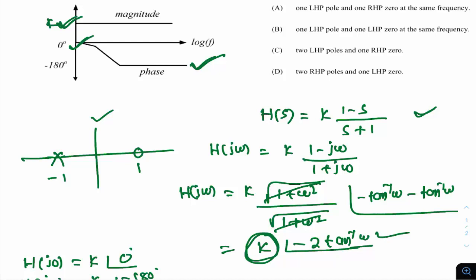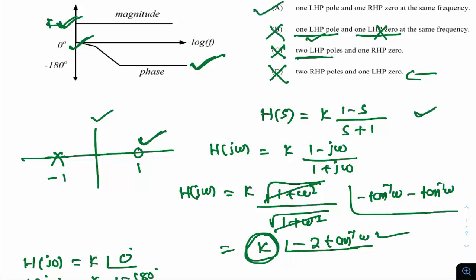Okay, so what is the conclusion? Let's check the options. Option D: 2 right half poles and 1 left half zero. 2 right half poles? We have only one pole. This is wrong. By the same logic, again 2 poles, this is also wrong, right? Now going to option B, it says 1 left half pole. Okay, that is fine. And 1 left half zero at the same frequency. This is not fine. The zero is lying on the right half of the S plane. So option B is also wrong.